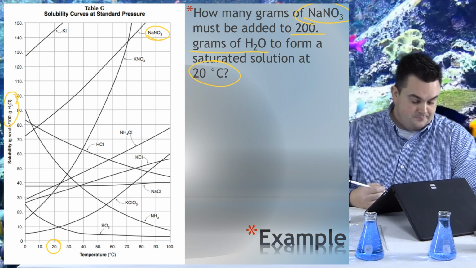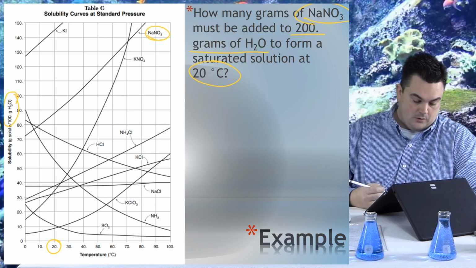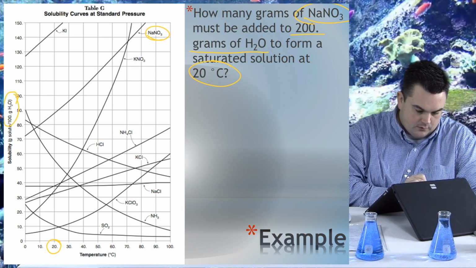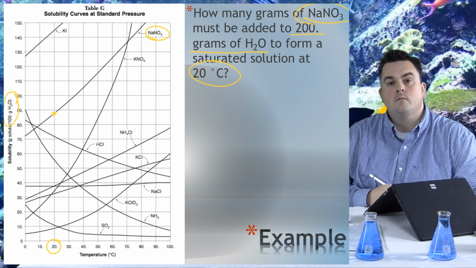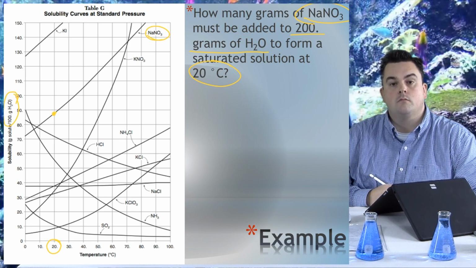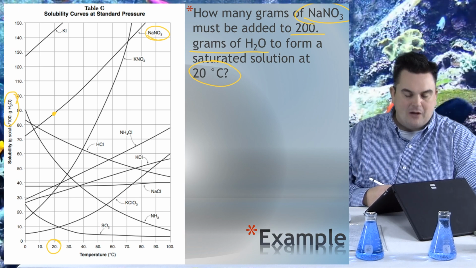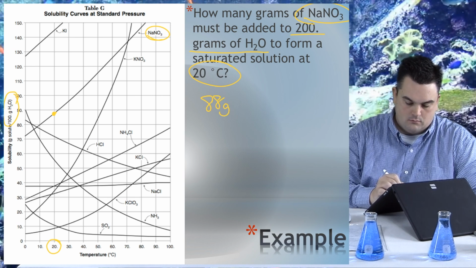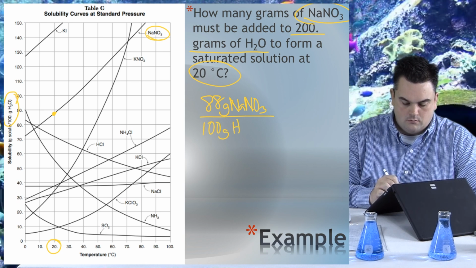All right, so we've got to read table G as it stands out of 100, so let's do that first. Okay, so at 20 degrees, I follow that line up for NaNO3 and I get right there. And just to reiterate, we're going right to the line because they're talking about a saturated solution. Okay. And what do we get for a value there? Looks like it's about 88 grams. 88 grams looks good. Now that's 88 grams out of 100 grams of water. And we want to find the number of grams to saturate 200 grams of water.